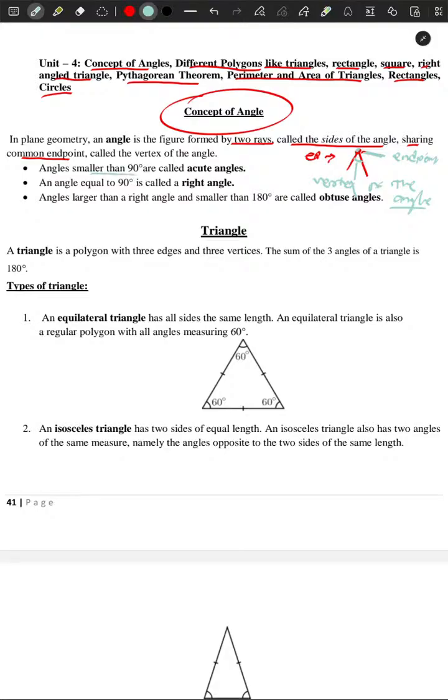Angles smaller than 90 degrees are called acute angles. Angles equal to 90 degrees are called right angles. Angles larger than 90 degrees and smaller than 180 degrees are called obtuse angles. Here we study about triangles in today's session.